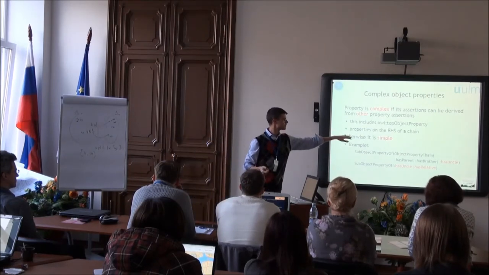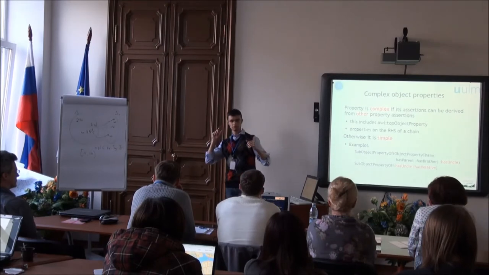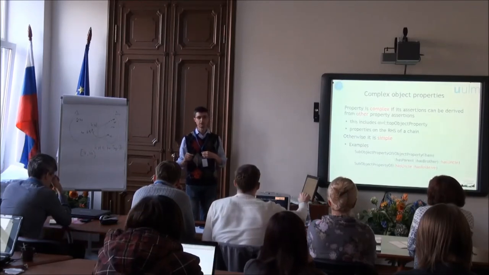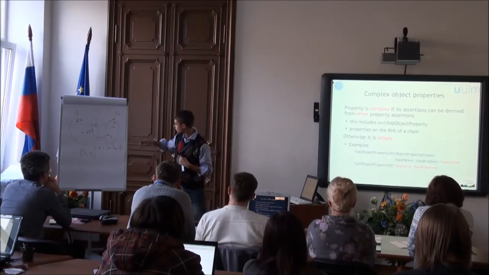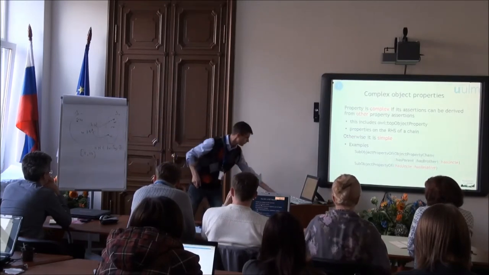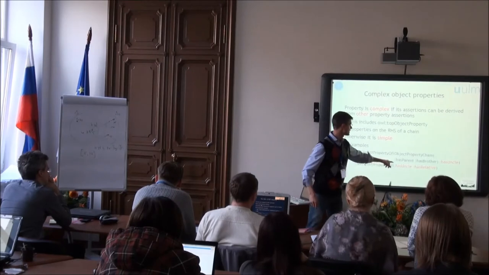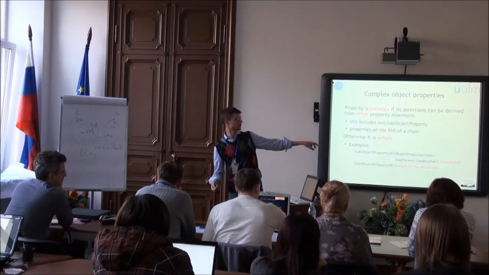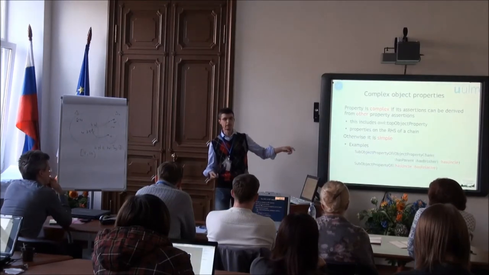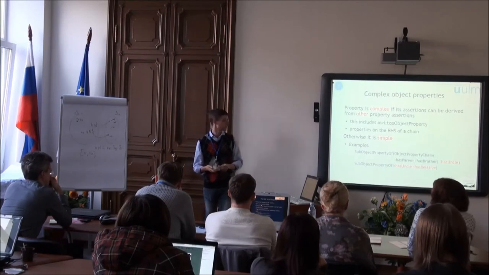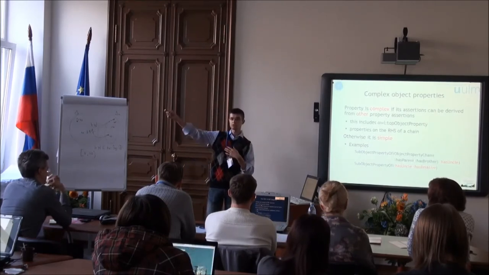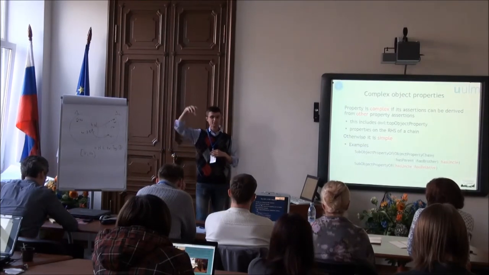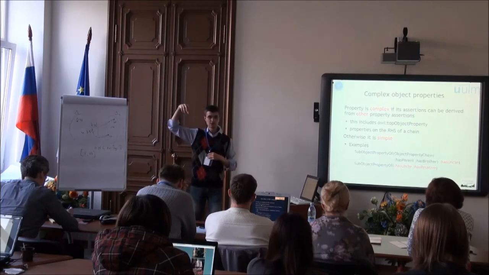Complex properties include the top object property by definition, and those properties which occur on the right hand side of a chain. For example, if we have a chain, we say that a composition of has parent with brother implies has uncle. That makes has uncle a complex property. And if we use another property as a super property, for example, has relative, if someone is my uncle, that someone is my relative. And has uncle is already complex, so building something on top of uncle is going to be complex too.